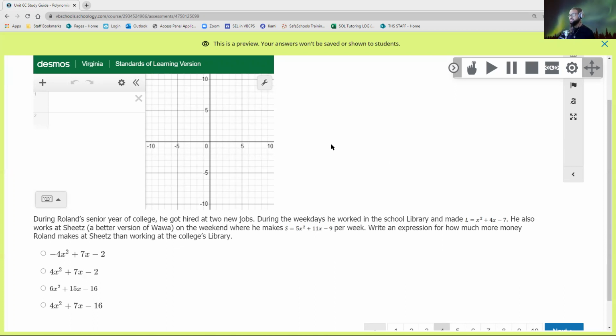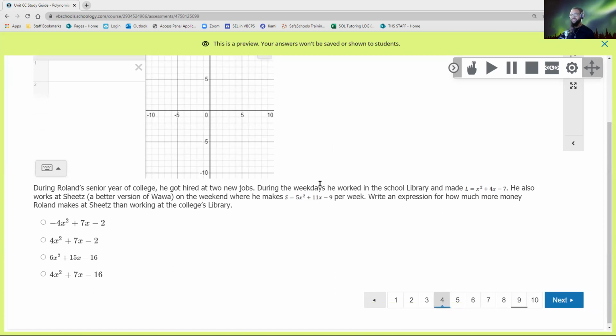The question is to write an expression for how much more money Roland makes at Sheets than working at the college's library. So the setup for this question is going to be S, since it's how much more money he's making at Sheets. We're going to do S minus L. That's how we're going to set this up. So our equation for S is 5x squared plus 11x minus 9. And then we have to subtract L. Minus, and my L is x squared plus 4x minus 7. And this is how we're going to set this up.